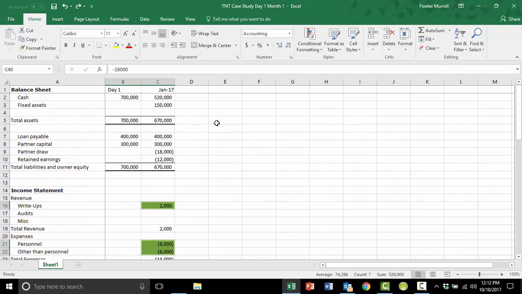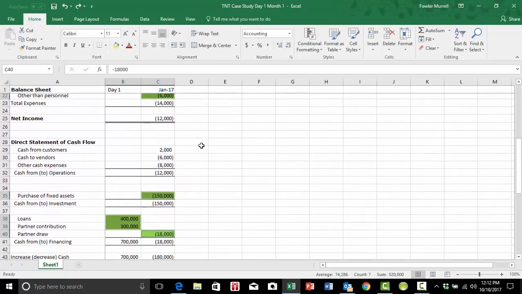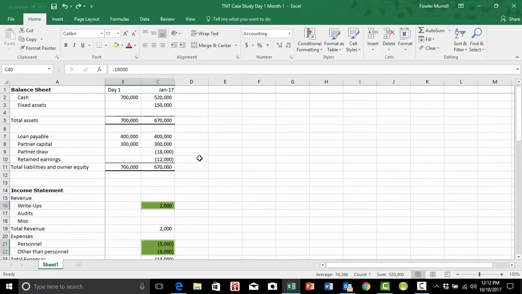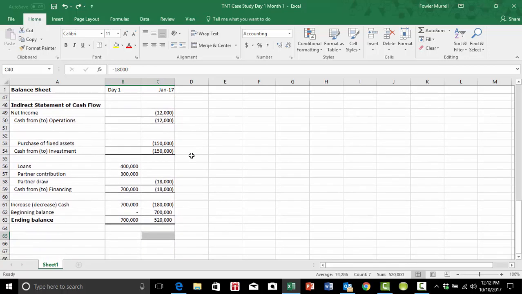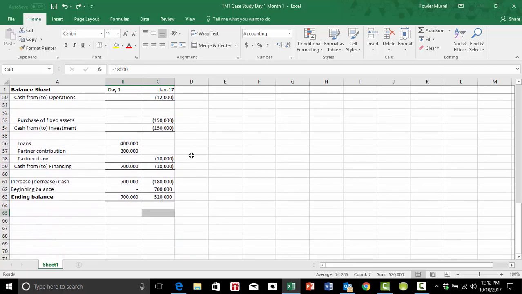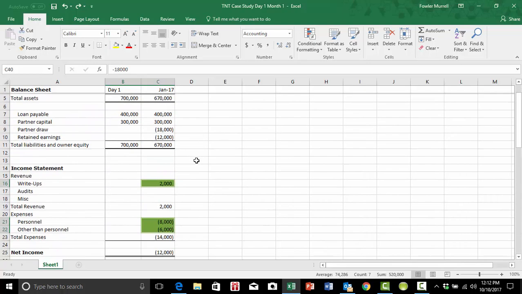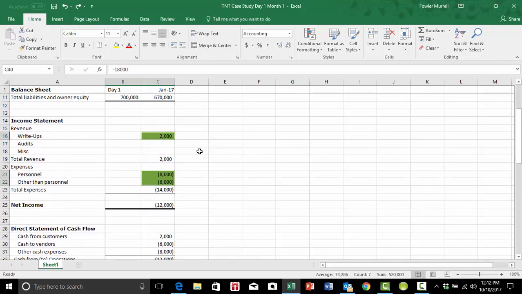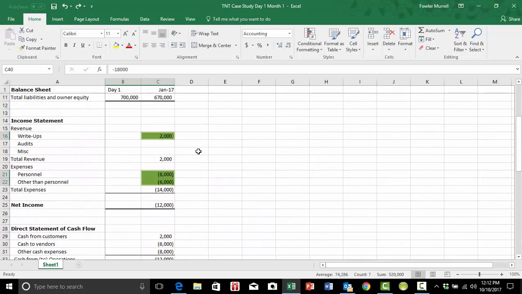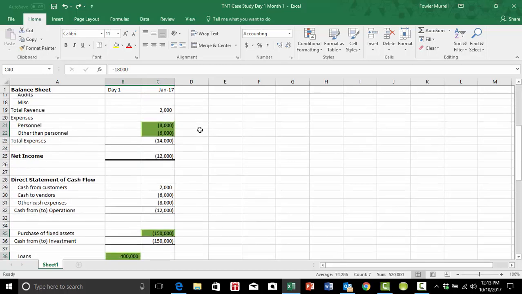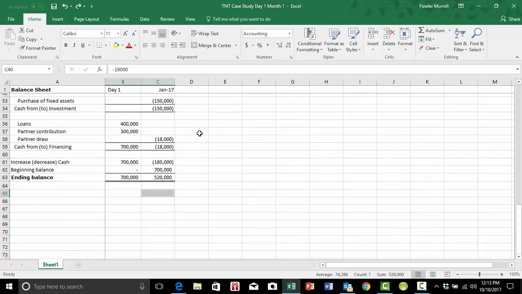Just to review, when we set these up, we do income statement first, direct statement of cash flow, balance sheet, and then the indirect statement of cash flow. I don't know, maybe I said this incorrectly. Let's start again. When we do this, we do them in the order income statement, direct statement of cash flow, balance sheet, indirect statement of cash flow. That's the order that these should be done in.